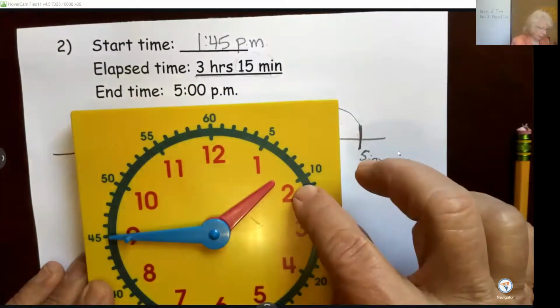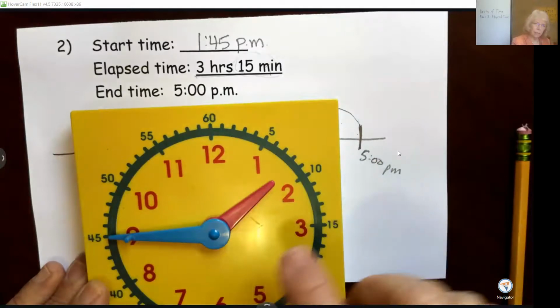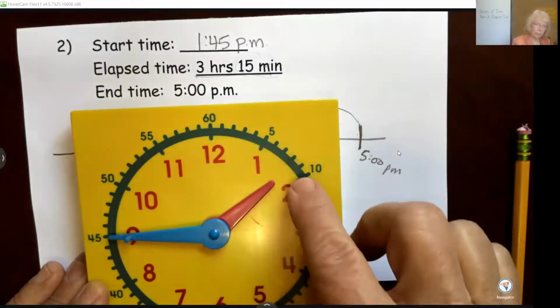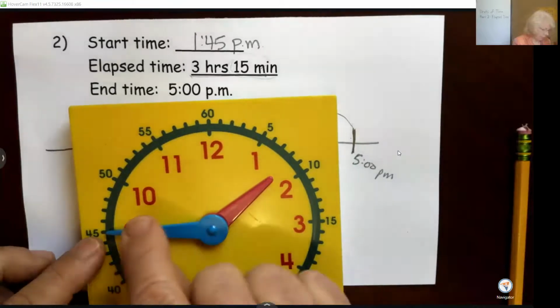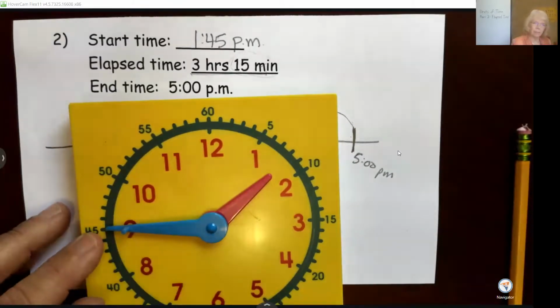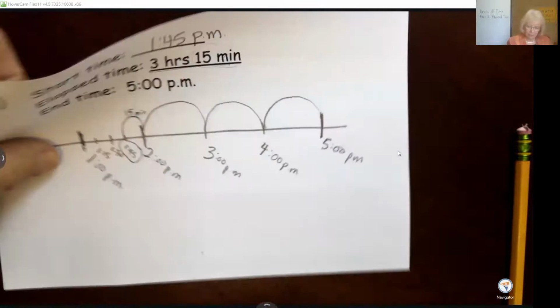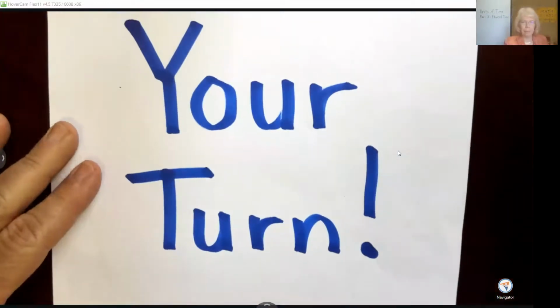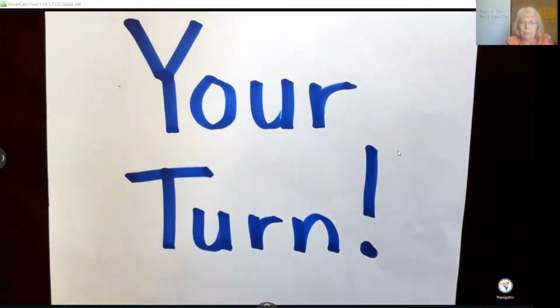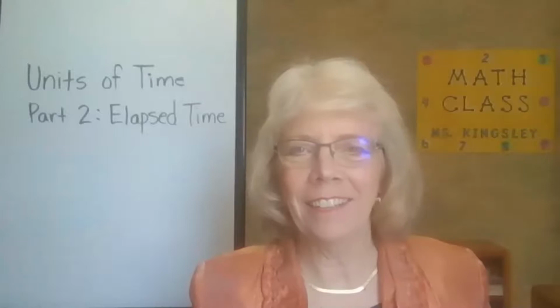It's not yet 2, it's past the 1, showing the hour hand between the 1 and the 2, and over here at 45 minutes, or on the 9 if you just saw a regular clock. Okay, so next it is going to be your turn. So you should get a piece of paper out and be ready to pause the video. I'm going to set this up. Okay, here you go. Okay, your turn.